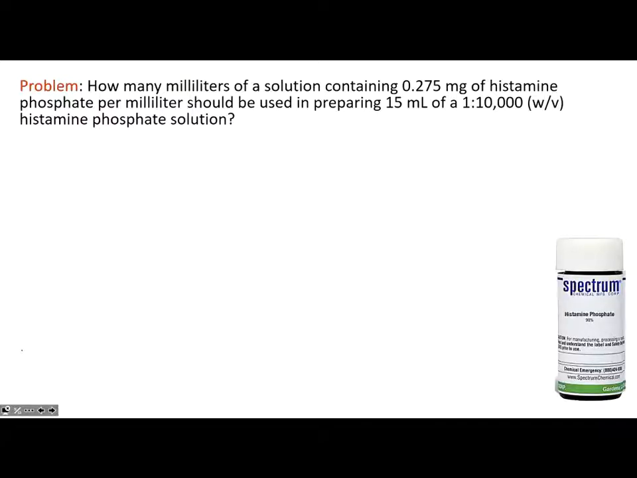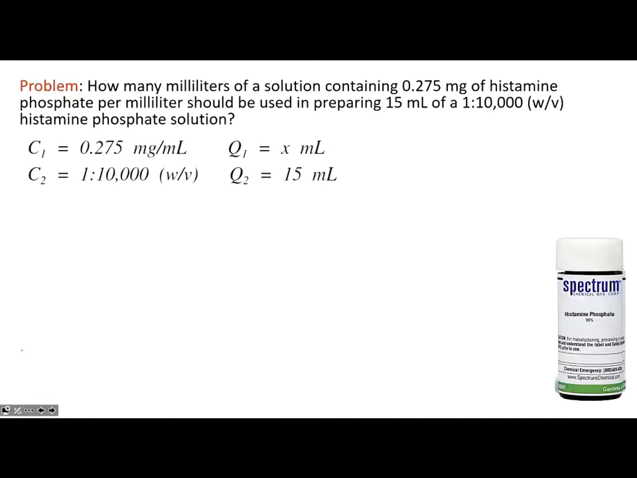All right? Similar to the one we did before, what was our first step? Set C1, Q1, C2, Q2. Set those up before you try to do any math. So let's look at our initial solution. Our initial solution asks for so many X milliliters, so we do not know how many milliliters, so that's why I'm going to set that one equal to X.